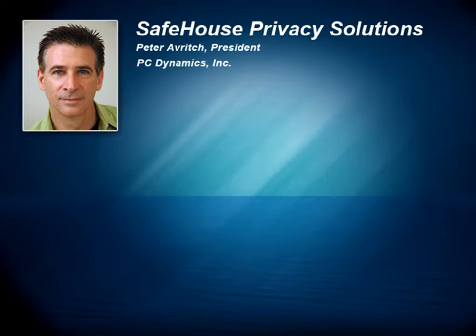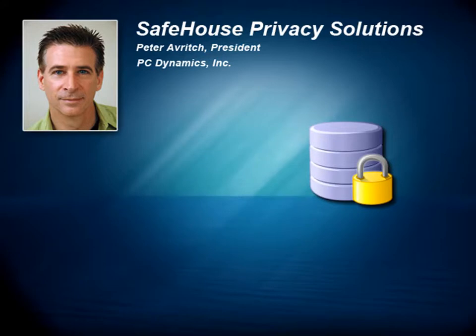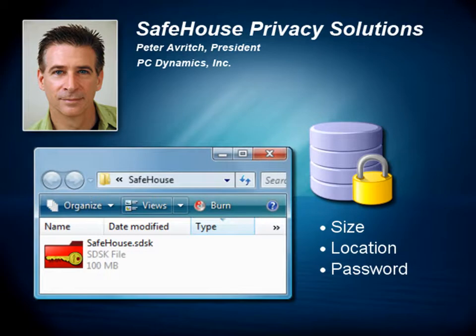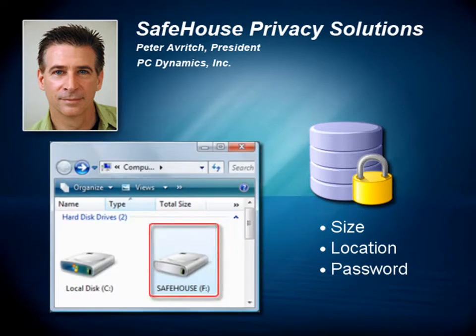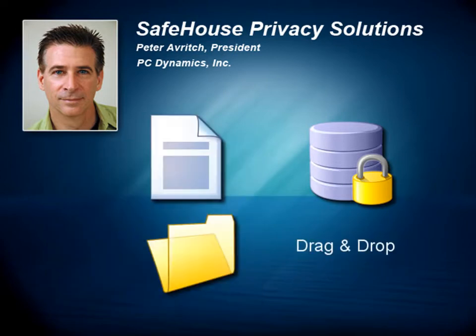Let me explain how this works. You start by creating a data vault to hold your files. You pick the size, location, and secret password. You can create as many of these vaults as you like. They're just large container files, better known as volumes. However, when you open them up with Safehouse using your password, they magically appear as new temporary disk drives in Windows. You can then drag and drop your confidential files into these private drives or access the temporary disk drive letters from within your favorite Windows applications. This is what makes our Safehouse product so simple and convenient.